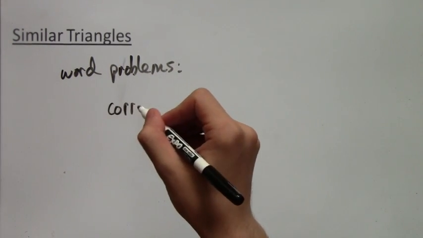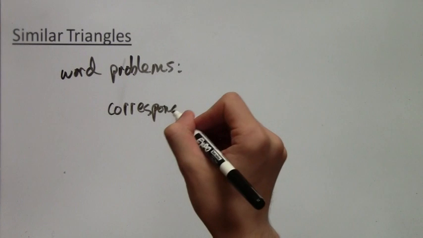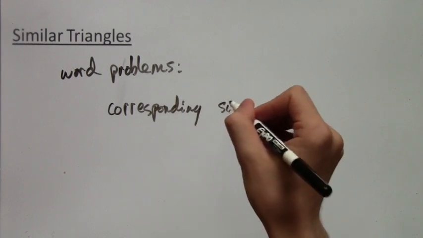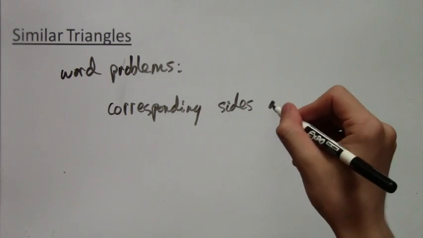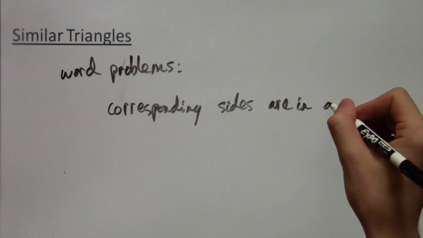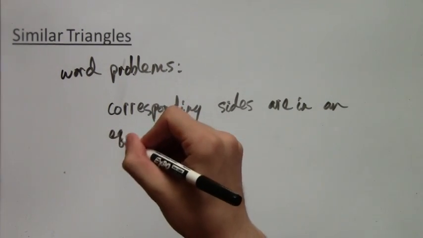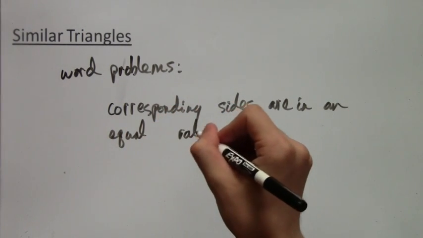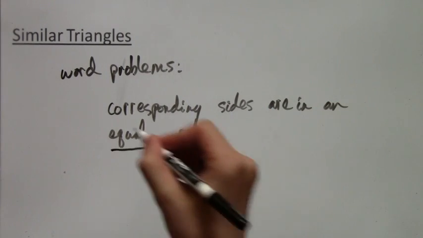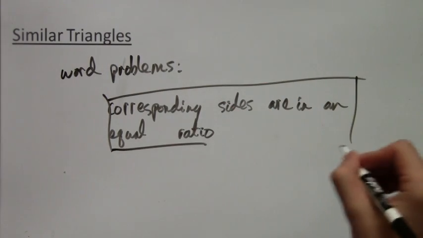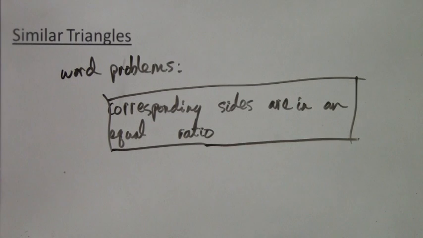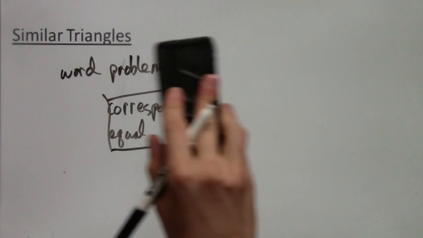Here's a reminder of the most important fact about similar triangles. This important fact that we'll be using a lot in these problems is that the corresponding sides are in an equal ratio. To better understand what this means, maybe you should look at videos 1 or 2 about similar triangles, but it will also be explained in these examples. So let's take a look.